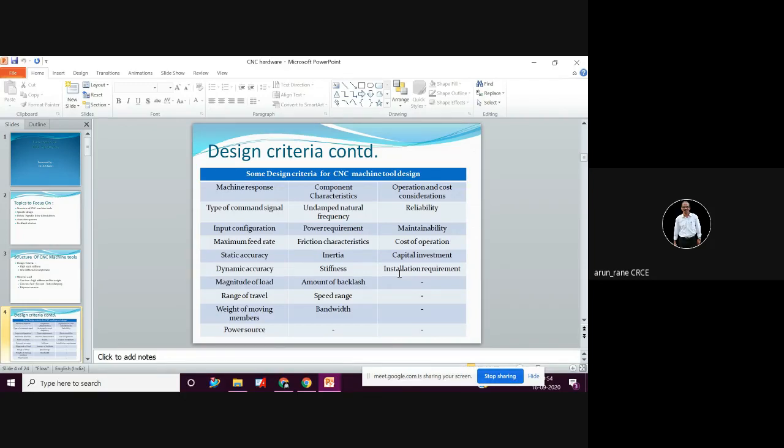But nowadays, see how the design changes. Why do we do all these foundations? So that the machine can take more cuts and the machine doesn't vibrate. Nowadays the machines are provided with vibration pads, rubber pads. See, technology.